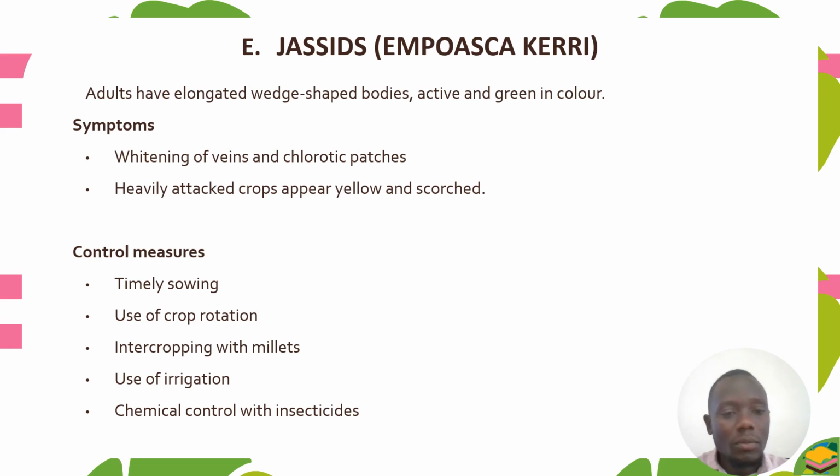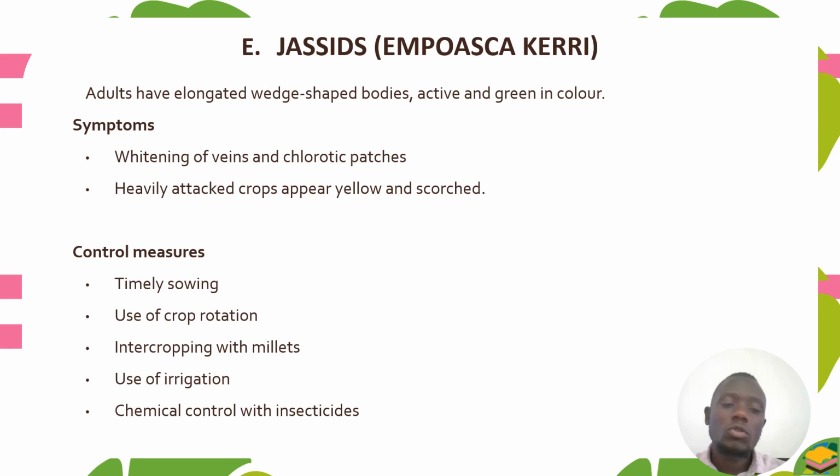So let's look at the symptoms. Whitening of veins and chlorotic patches. You find that the veins turn white and there are chlorotic patches. And every attacked crop appears yellow and scorched. So if the groundnuts are heavily attacked, they appear yellow and also scorched, like they are bent.